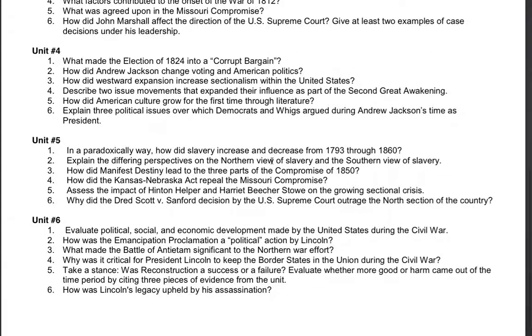The first question for Unit 6 asks you to evaluate the political, social, and economic development made by the United States during the Civil War. Political development was the Northern victory in the Civil War proved that the federal government, which is what the Northerners were fighting for, was more powerful than the state government power, which is what the Confederate government was fighting for.